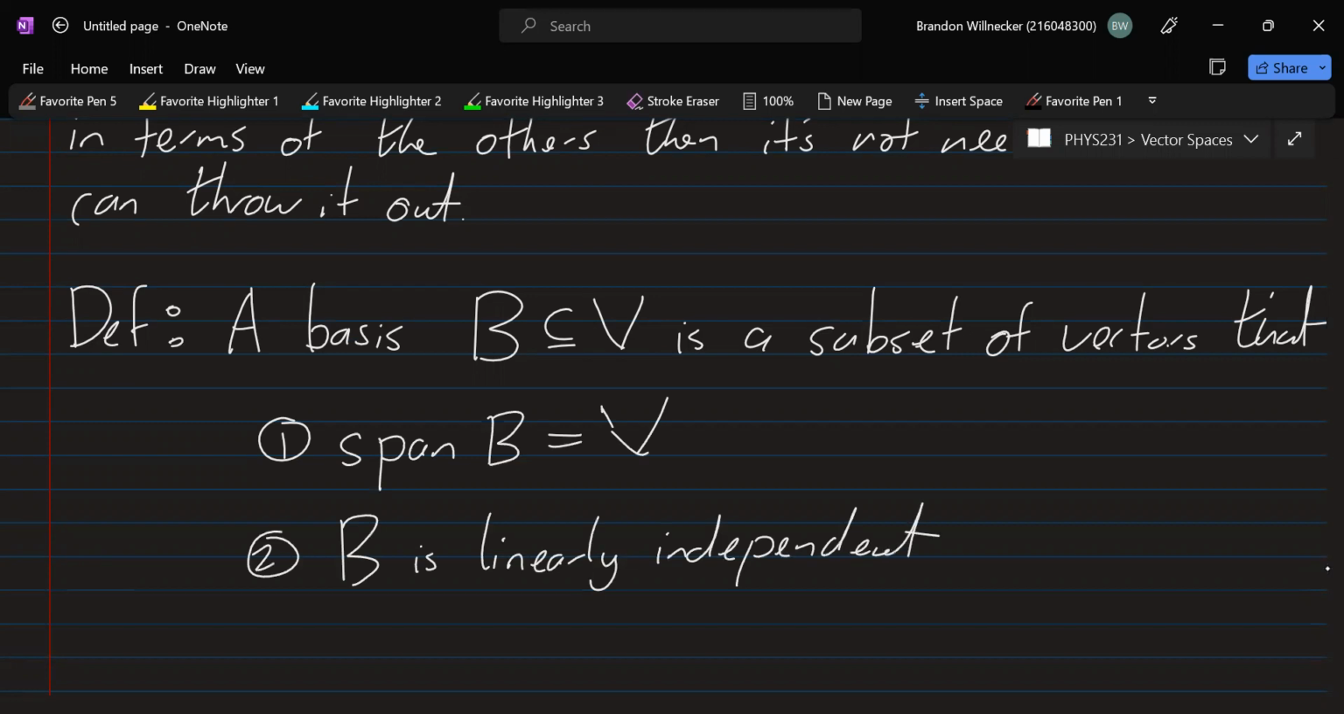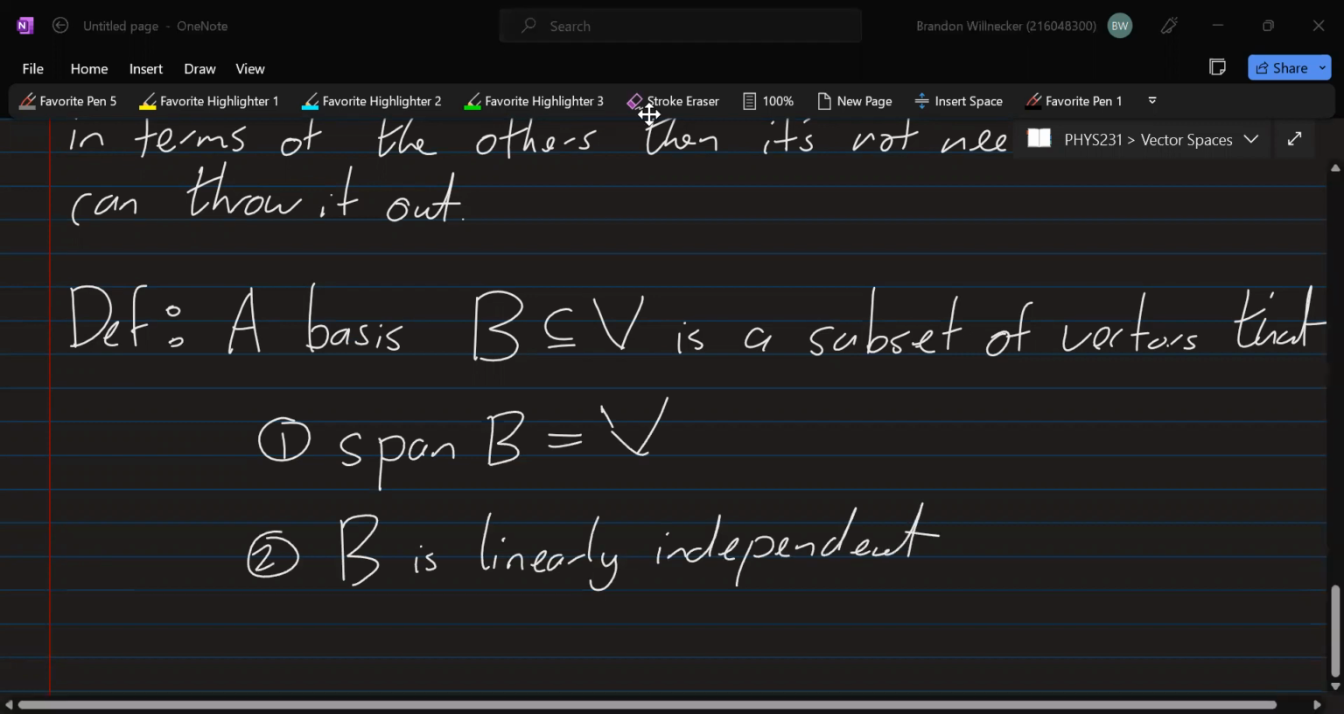Okay, which means it is the smallest set that we can use to span the space. Because if we added elements to the space, then those elements would therefore be dependent. So we still have property number one where it spans the space, but since it's dependent, property two goes away. Okay, so it's the smallest set that will span the space.